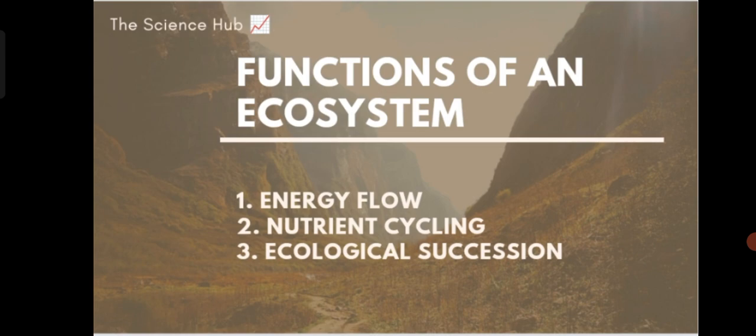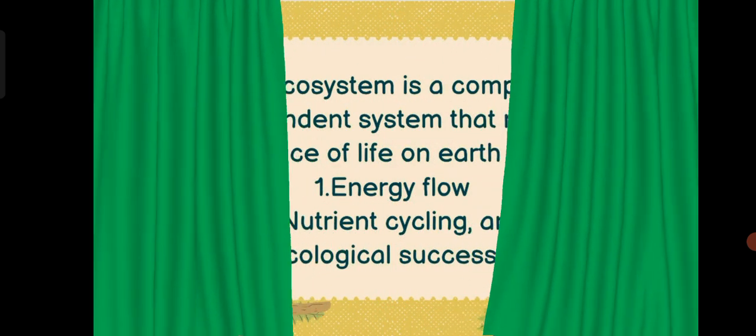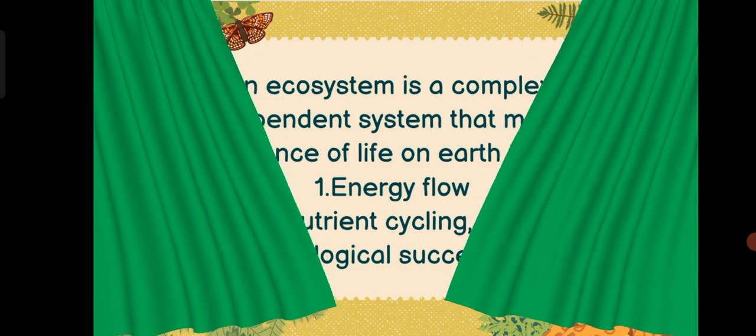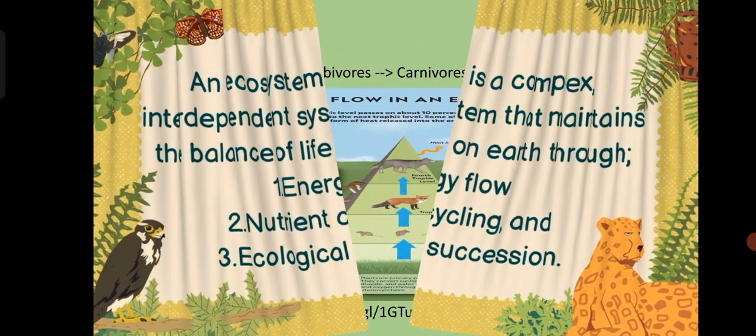So friends, now coming to the first slide. The function of an ecosystem is to be a large, open, dynamic system. It can be examined under the three following headings: energy flow, nutrient cycling, and ecological succession. Basically, an ecosystem's job is to keep up a complicated web of connections that allow life in all its forms to endure and thrive. By understanding and preserving these functions, we can ensure the continued health and resilience of our planet's diverse ecosystems.